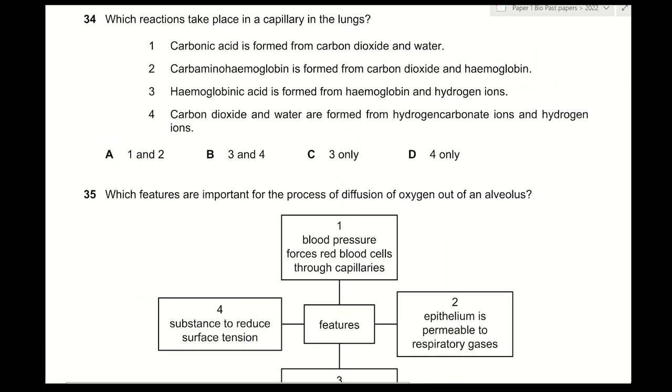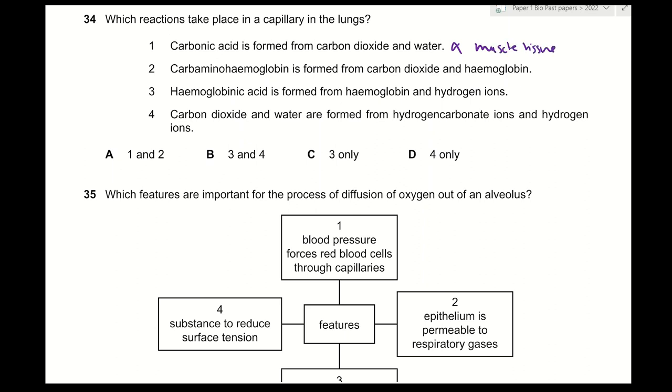Number 34, which reactions take place in a capillary in the lungs? One, carbonic acid is formed from carbon dioxide and water. So this is incorrect because if carbonic acid is going to be formed, this means that there is now a higher concentration of carbon dioxide. And this does not take place in the lungs. This takes place in muscle tissue.